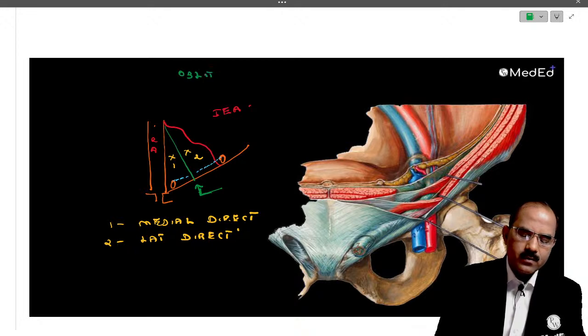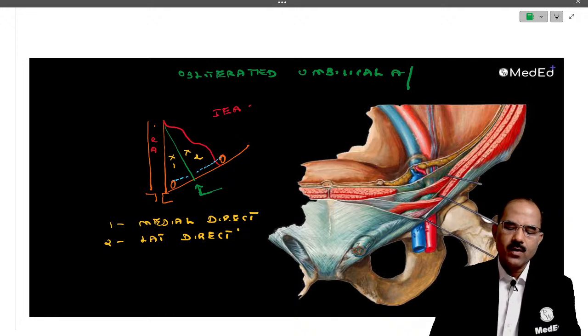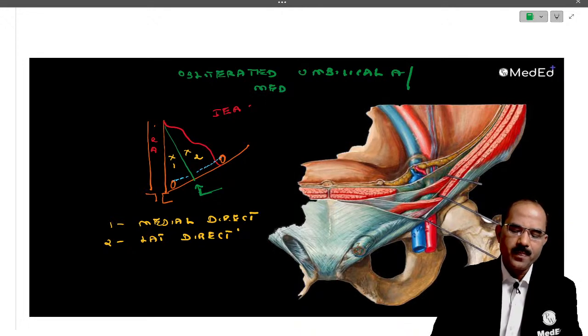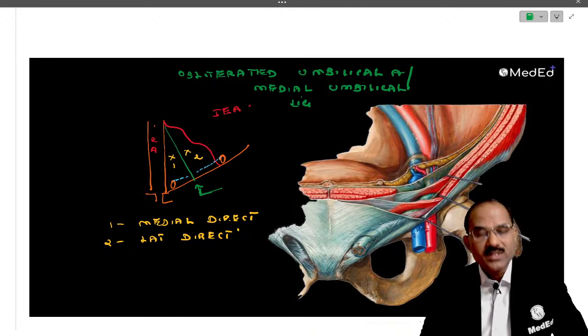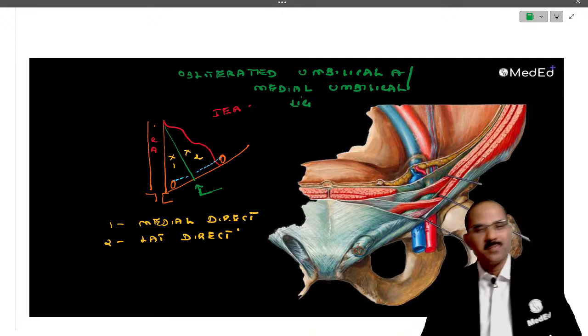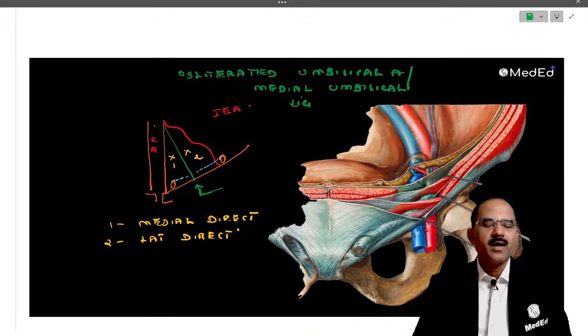The green structure is the obliterated umbilical artery, or it is also known as the medial umbilical ligament. I've got the slide. I'll show you this later. The obliterated umbilical artery or the medial umbilical ligament is the one which is going to divide the Hasselbalch's triangle into two parts.